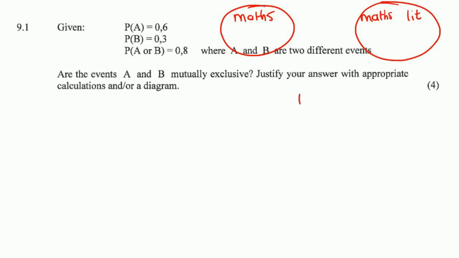Mathematically, what does it mean? It means that P of A and B equals 0. This is what mutually exclusive means.